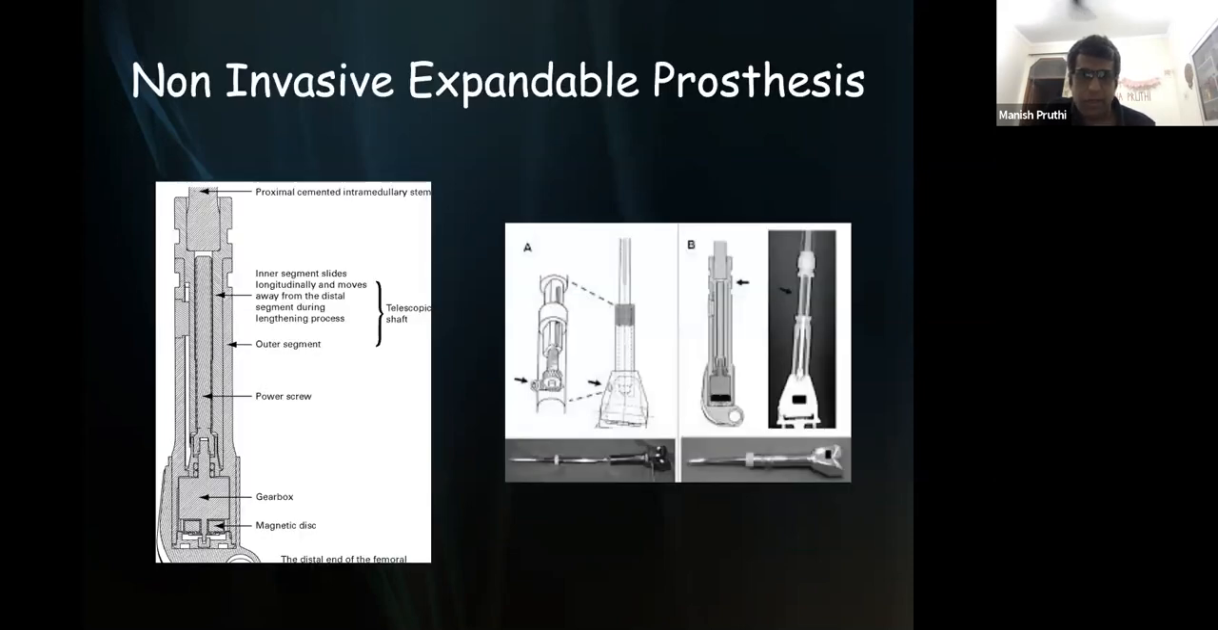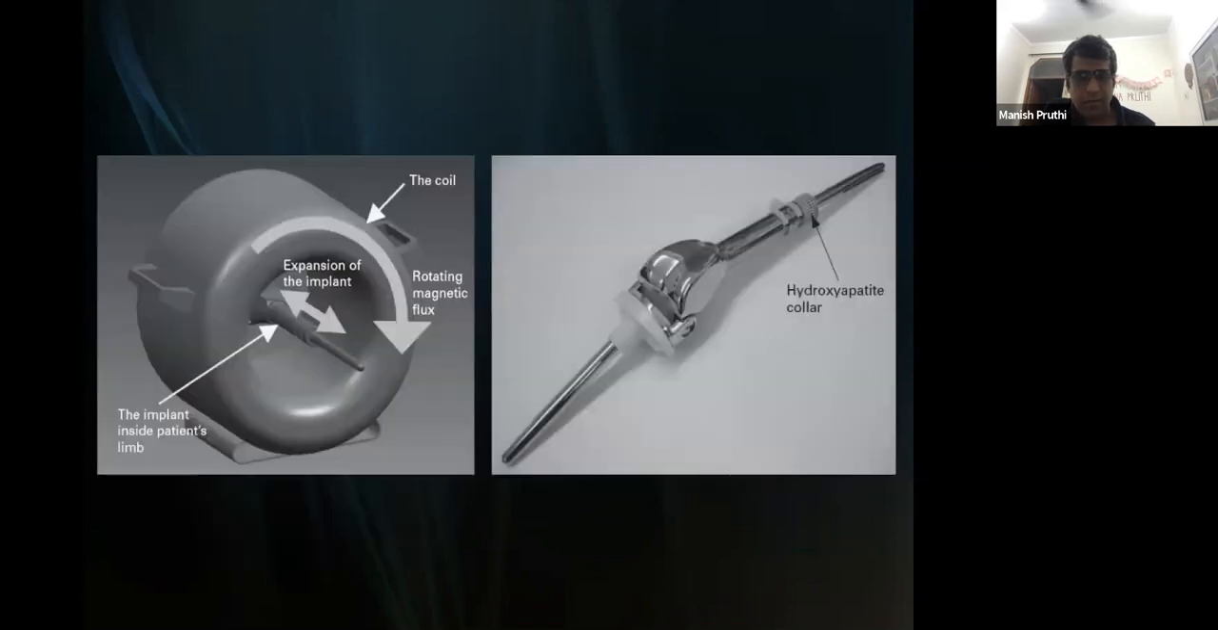For that, we have this non-invasive expandable prosthesis, which has two metal tubes that can telescope in one another, and the limb can be lengthened. Once we get a magnetic coil with these prostheses, and we put the patient's limb in this magnetic coil, it can be lengthened without a surgery.